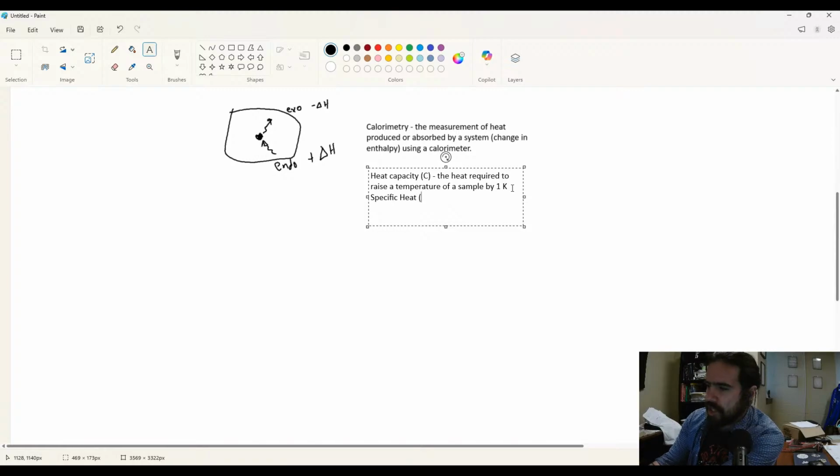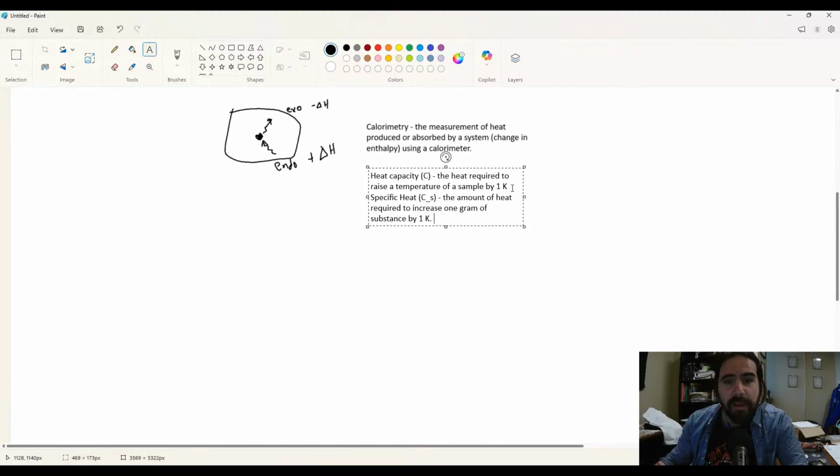Specific heat is represented by C and then subscript S. Let's see if I can add a subscript. Nope, I cannot. So that means C with a subscript of S, right? This is a similar type of thing: the amount of heat required to increase 1 gram of substance by 1 degree Kelvin.